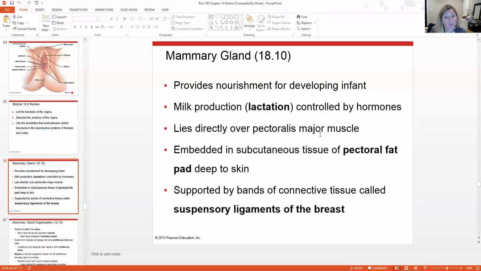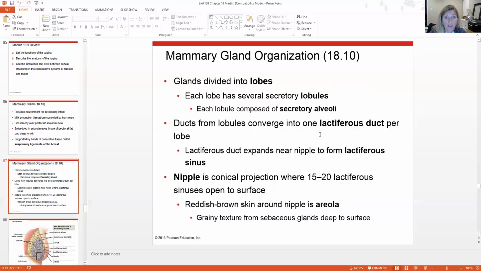They're embedded in pectoral fat, which is deep to the skin, and they're supported by a band of connective tissue called suspensory ligaments. The glands are divided into lobes. Each lobe is divided into lobules. Each lobule is made of secretory alveoli. Kind of like the lungs, right? Alveoli. The ducts from the lobules converge into what's called a lactiferous duct.